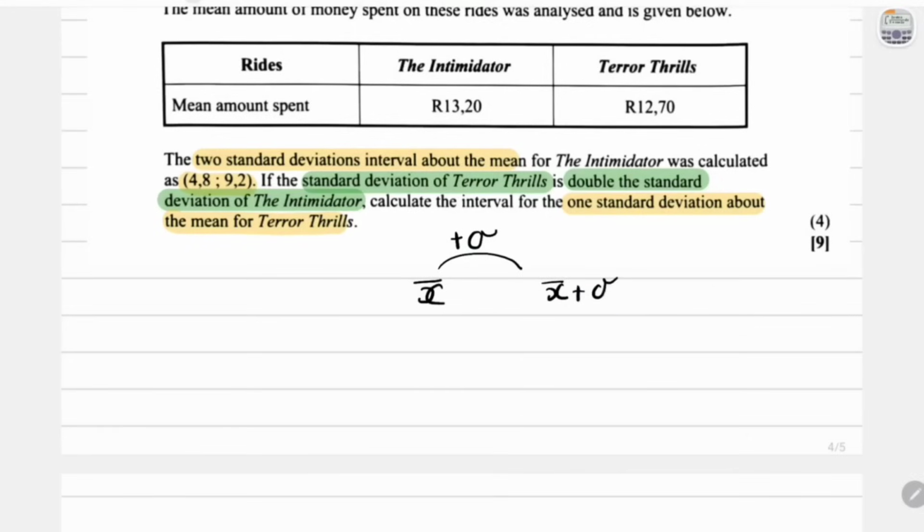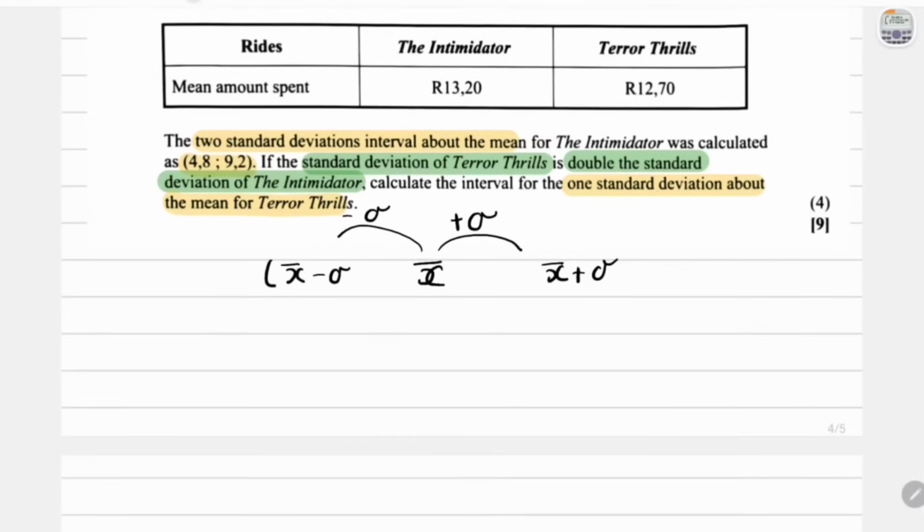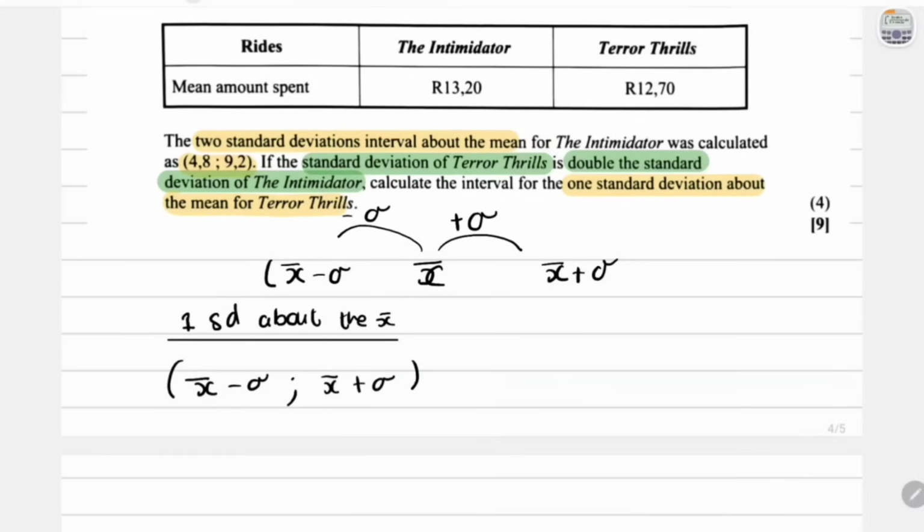You can do that. And another way to move a standard deviation away from the mean is also to subtract. So we could have added a standard deviation, but we could have also subtracted 1 single standard deviation, and that would give you the mean minus the standard deviation. So the interval for 1 standard deviation, let me just call that an SD, about the mean is this. It's going to be mean minus the standard deviation and mean plus standard deviation. That is one standard deviation about the mean.